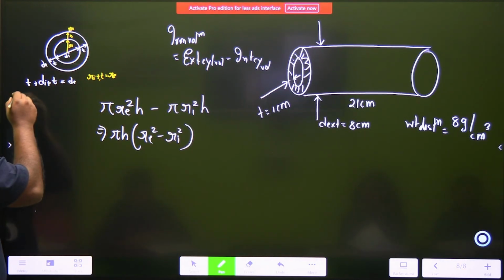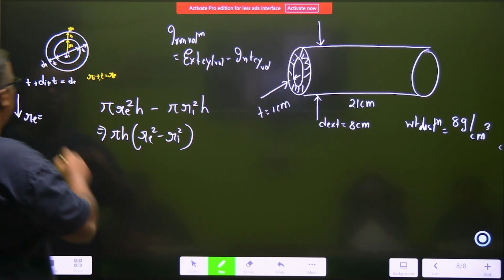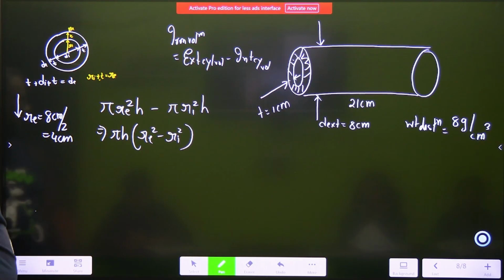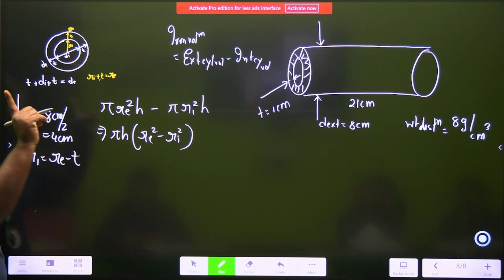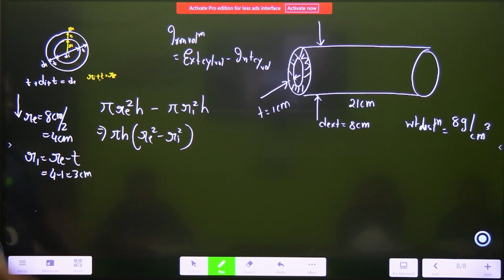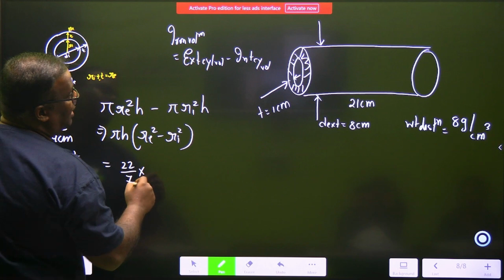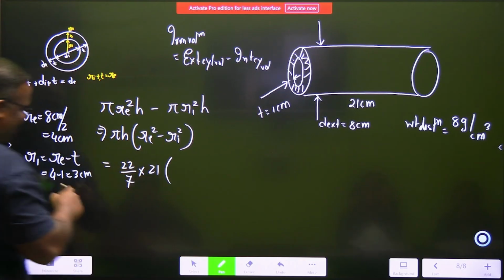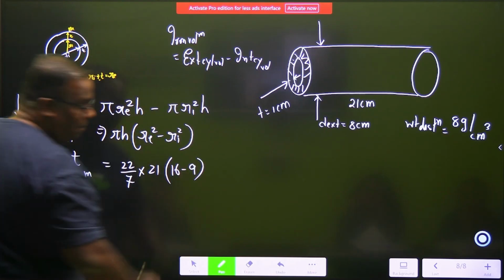How do we get Re in this problem? Well, how much is the external diameter? They have told me 8 centimeter, divided by 2, which is 4 centimeter. Re is found. How much will Ri be? Re minus thickness, one time only, because we are dealing with radius. 4 minus 1, 3 centimeter. So this volume is how much? 22 by 7 into the height, which is 21. Then 4 external squared is 16, minus 9.